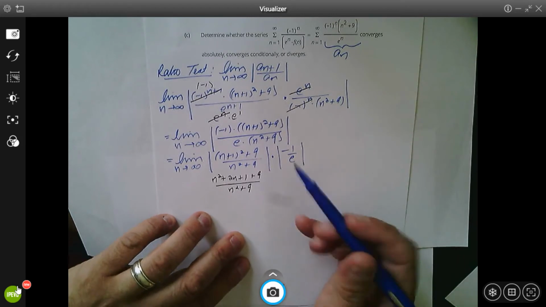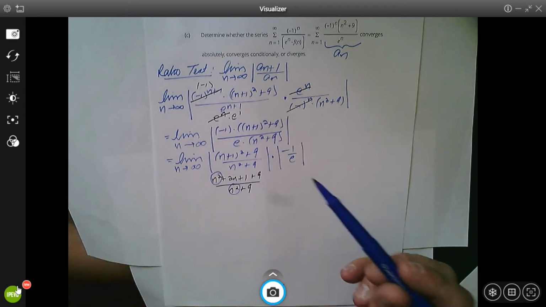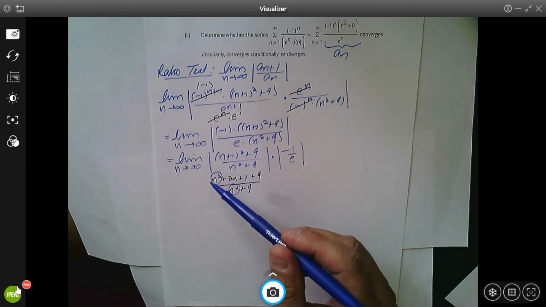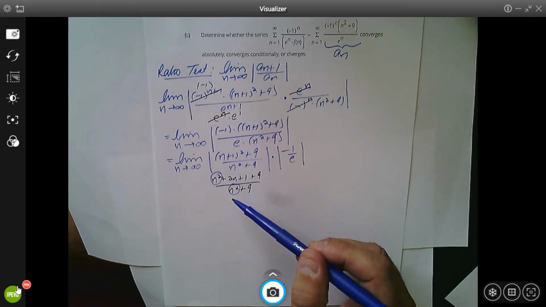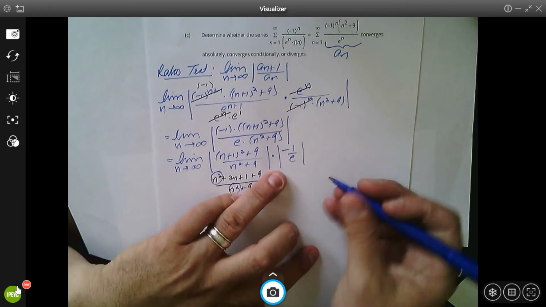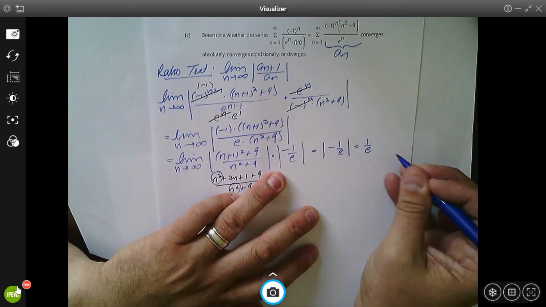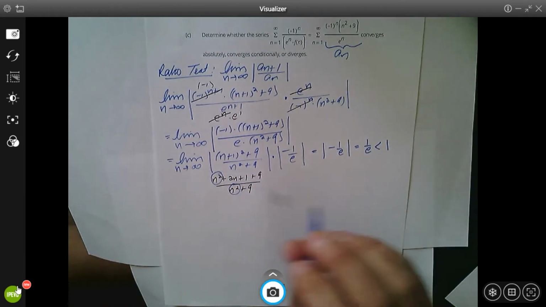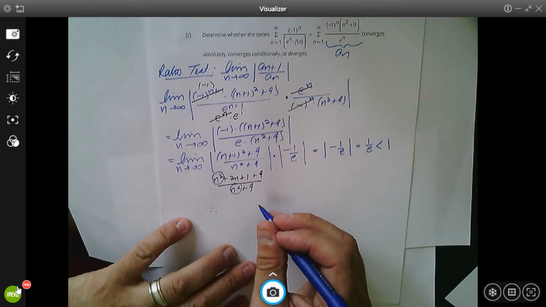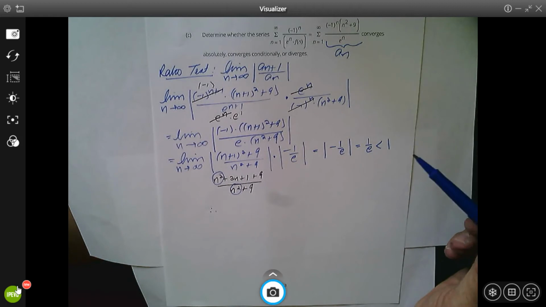Feel free. The important thing here is that I have n squared in the numerator and n squared in the denominator. These aren't going to cancel, but if I take the limit as n approaches infinity, they're going to head off towards infinity at the same rate, meaning that this limit for this first part of the expression is just equal to 1. So we get the absolute value of negative 1 over e, which is the same as 1 over e, and that's less than 1. Therefore, the series converges.